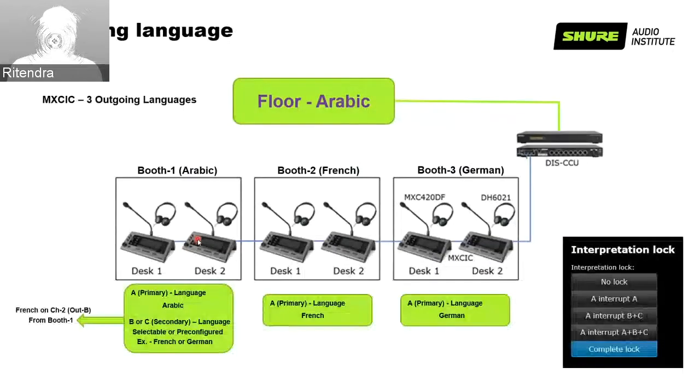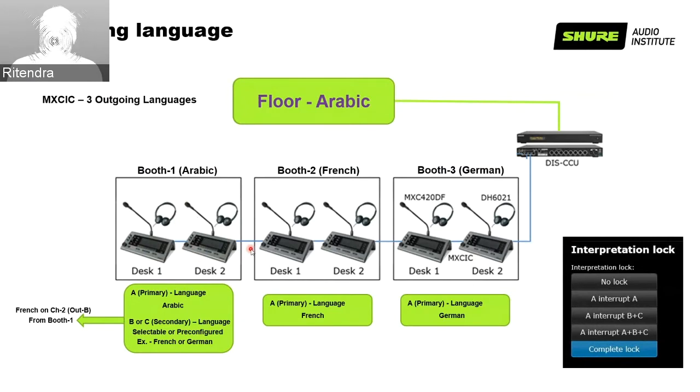So let's go to the same scenario over here. Consider you have a booth like this. If booth number 1, desk 1 is speaking and desk 2 is just sitting, and desk 1 says, "Oh, I got tired, I cannot speak, can you take over?" For both desks, A language is Arabic. So this interpreter can interrupt this one. Basically he will take over without turning on the microphone. So that's called A interrupt A.